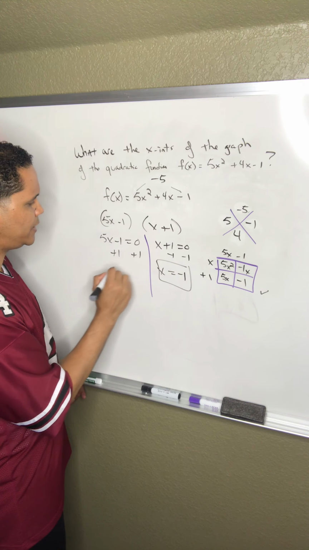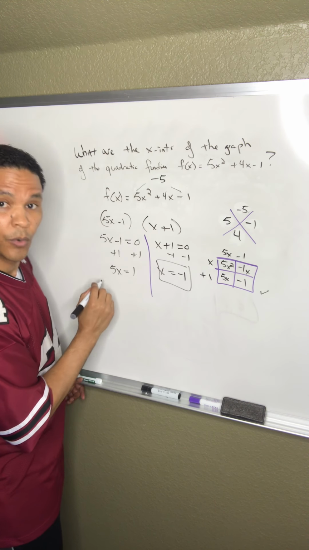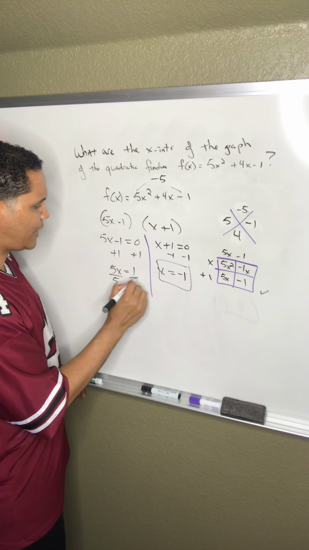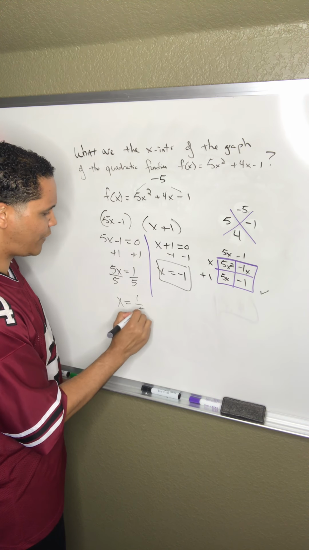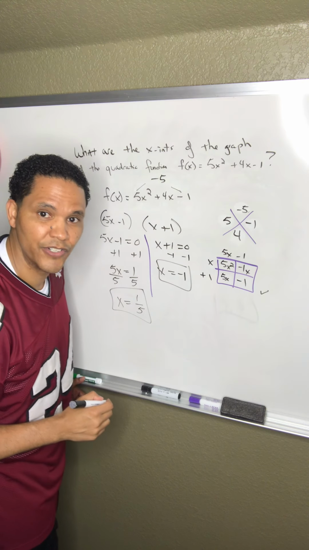Plus 1, so 5x equals 1. What do we do now? Divide by 5, so x equals 1 over 5. So that's our second x-intercept.